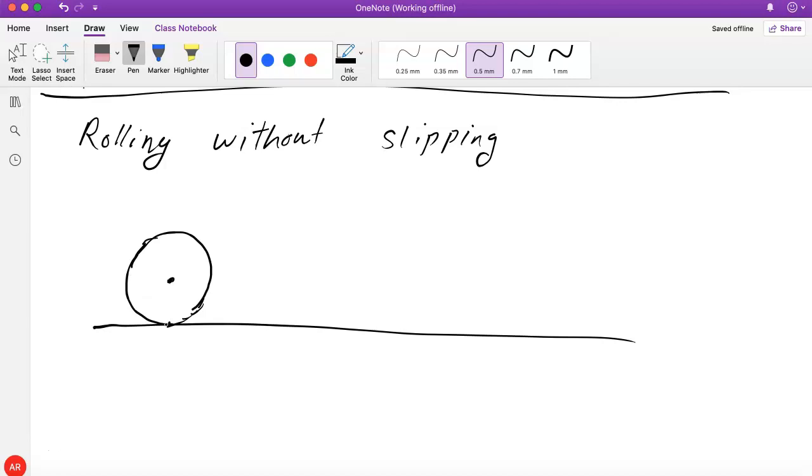Now, this point instantaneously is not moving, right? So what happens? If you look very closely at this, if this point is not moving, how can this disk move forward? Well, instantaneously it can have a rotation around that point, right?